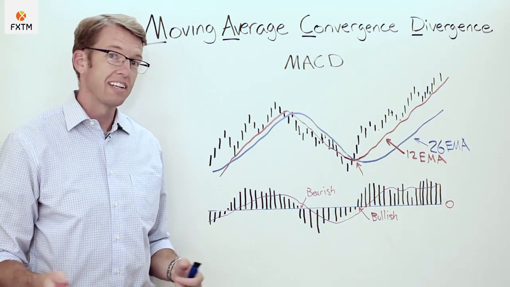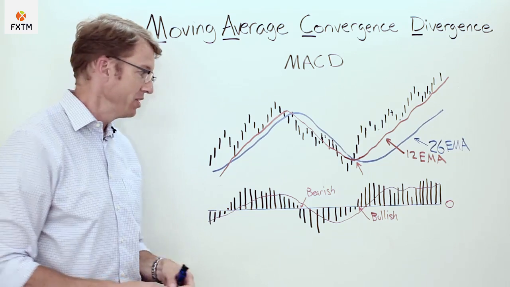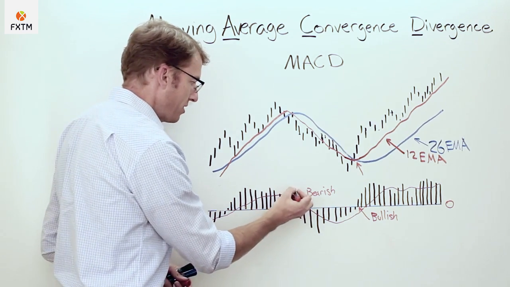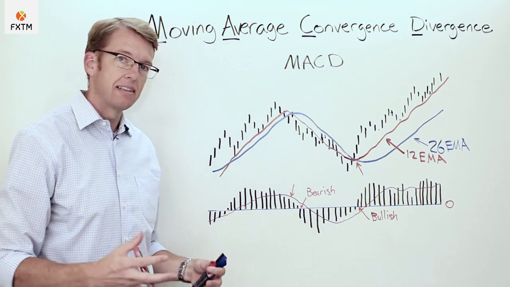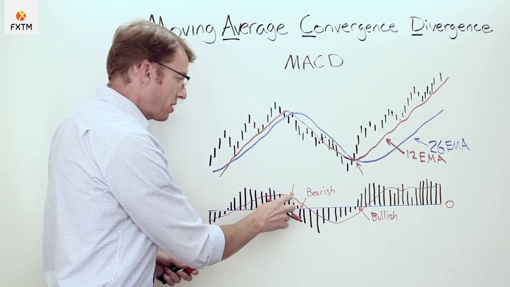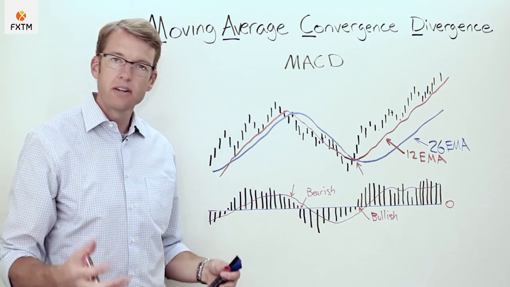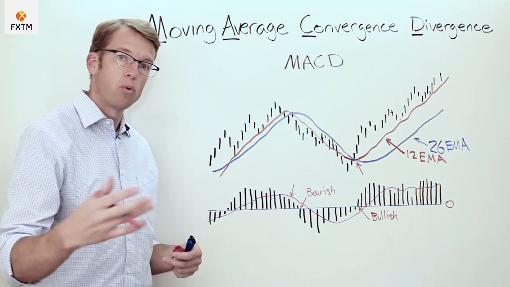Now, there's a third line here actually on the MACD, and that's a 9-period moving average of the MACD itself. In fact, you can see I've displayed it here as a little red line, and that's what we call the MACD's signal line. So it's a 9-period moving average of the MACD itself. We would use this in a very similar way to the way that we would use two moving averages, but here it's a little bit more advanced.